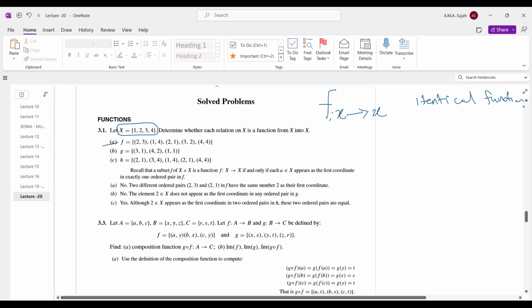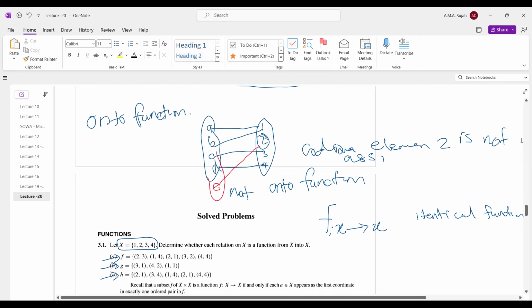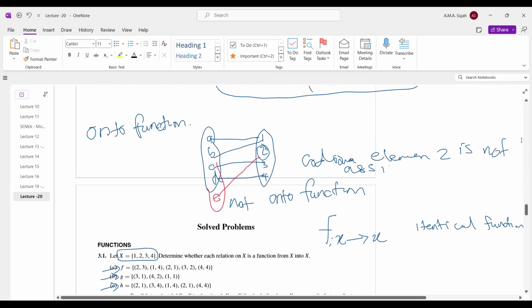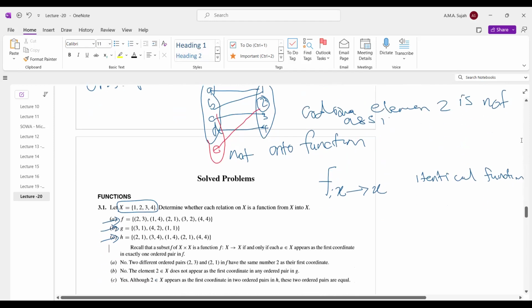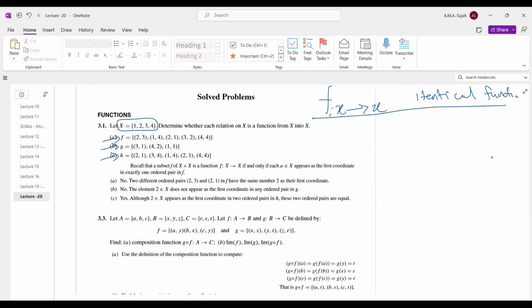They are giving three functions, f, g, and h, and they are asking whether these three relations are functions or not, right? I already told you, we can define a function as a relation. Relation means we define the elements as an ordered pair. The first element is the domain element. The second element is the codomain element. So the important thing, this is an ordered pair, right?